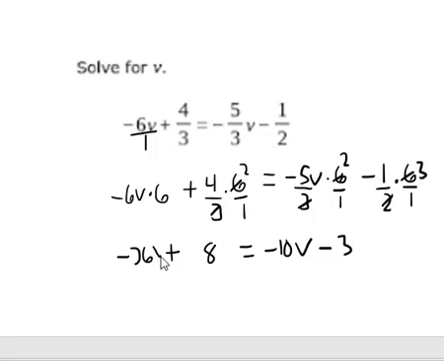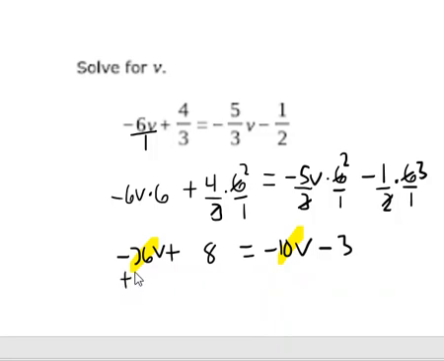Now, from there, we're just going to solve this variable on both sides equation that doesn't have any fractions. So our first step is to get the two terms that have the same variables, this term and this term. We want to get those on the same side of the equation. So we can either add 36v to both sides, or we can add 10v to both sides, and it doesn't matter which one we choose.